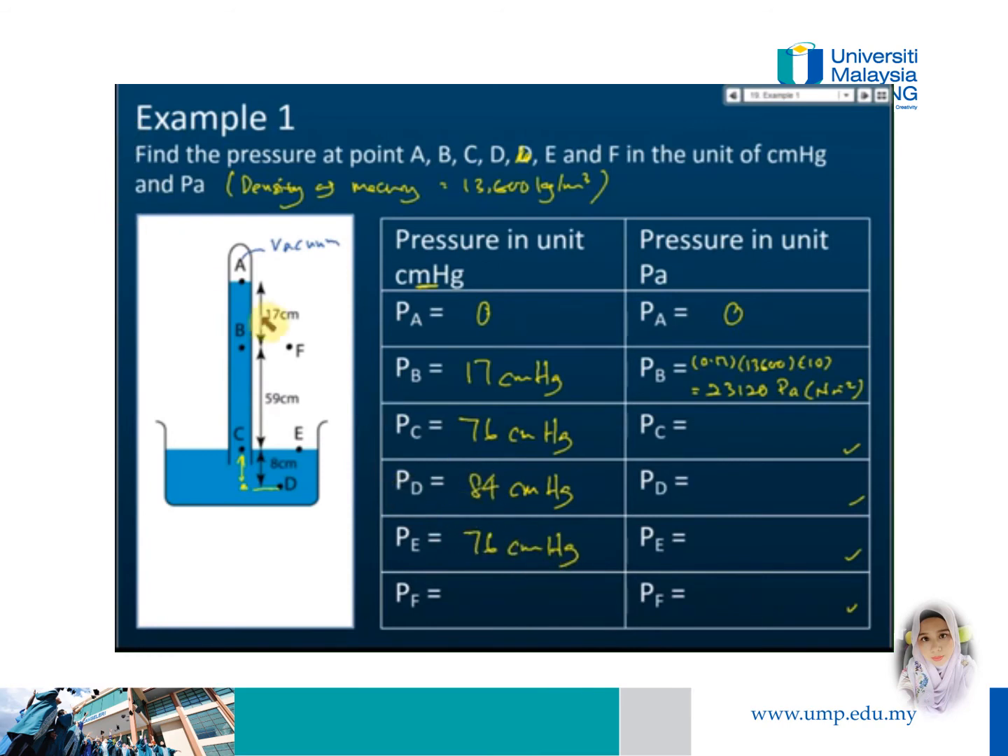That's why we say the length of the mercury is equal to the atmospheric pressure, because the pressure here and the pressure here must be the same. How about F? What's the pressure at F? The answer is not 17. Why?